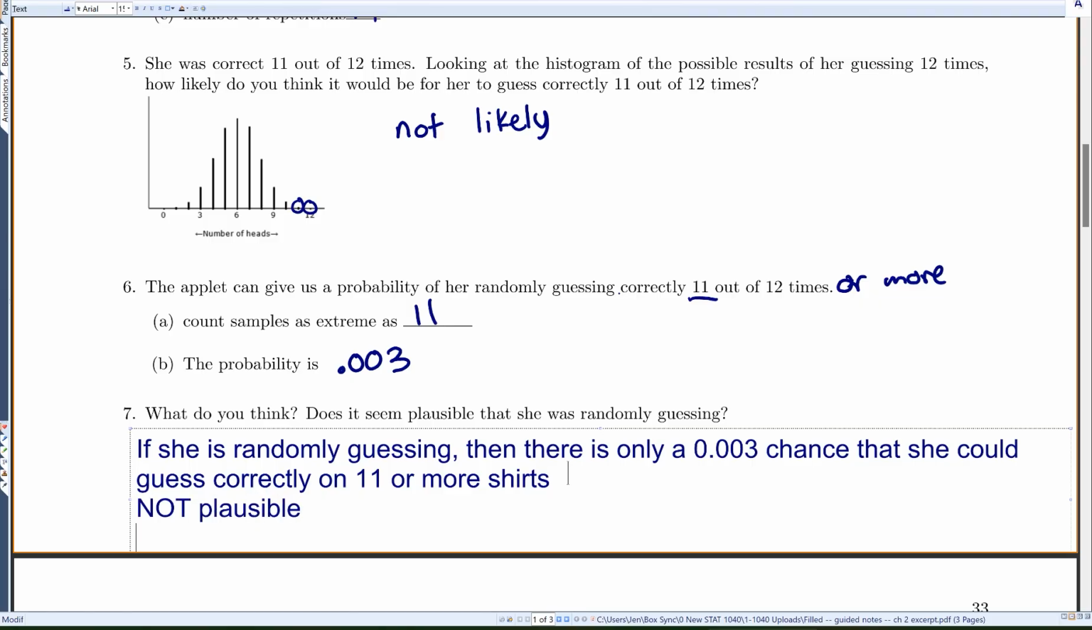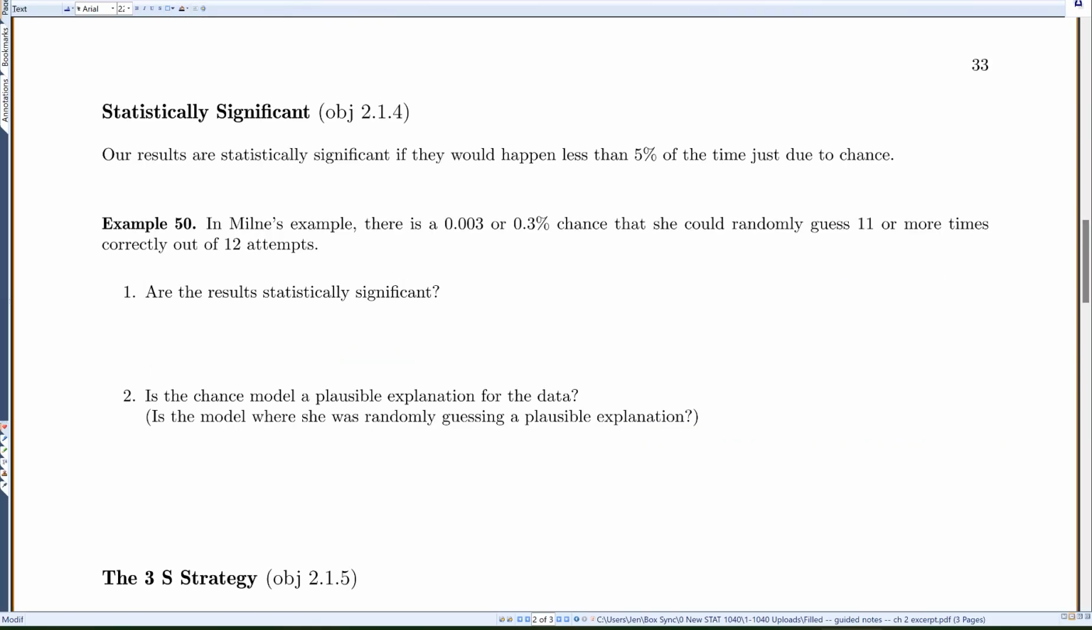Okay. And then I have to make a choice here. Based on that evidence, do I think she was just guessing? So no, I don't, because it doesn't seem plausible. So I don't think she was randomly guessing. So we looked at the evidence, we made our choice based on the fact that it didn't seem plausible.